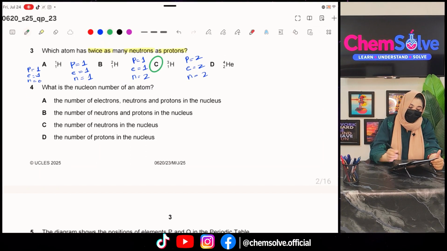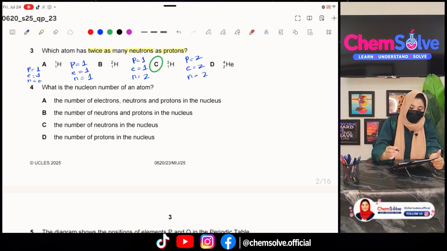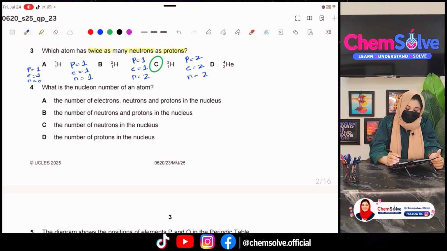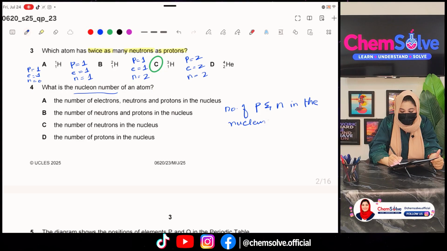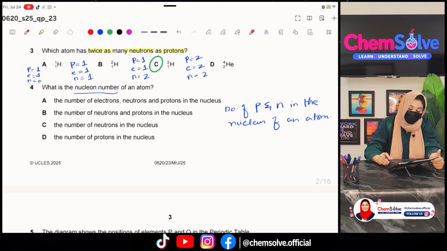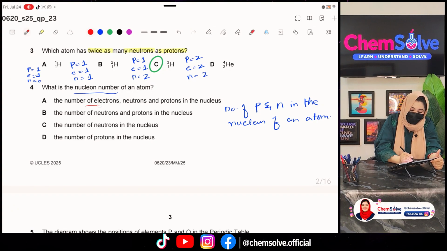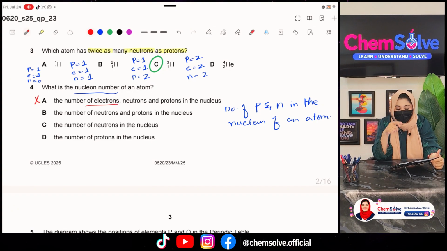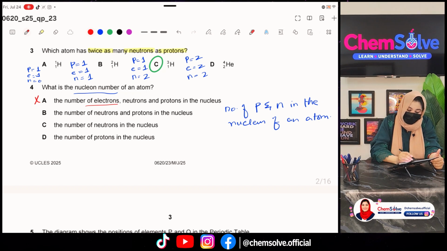What is the nucleon number of an atom? So what is the definition of the nucleon number? Let's see. Nucleon number is the number of protons and neutrons in the nucleus of an atom. Now keeping this in mind, is it the number of electrons? Of course not. Electrons are revolving around the nucleus in the shells. The number of neutrons and protons in the nucleus exactly matches our definition. So this is the correct option.